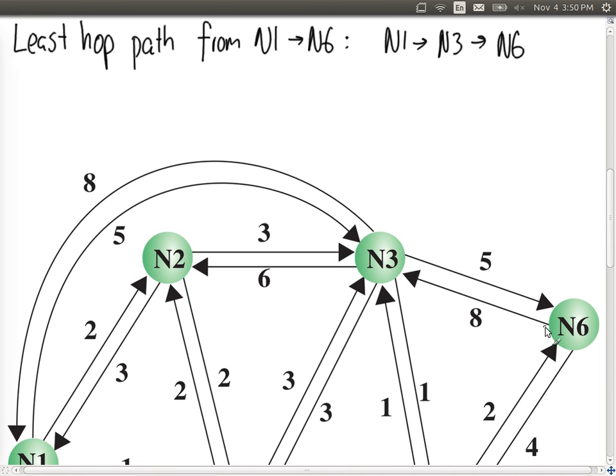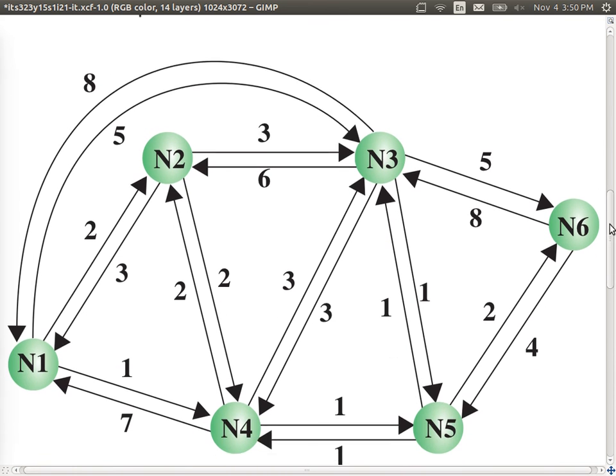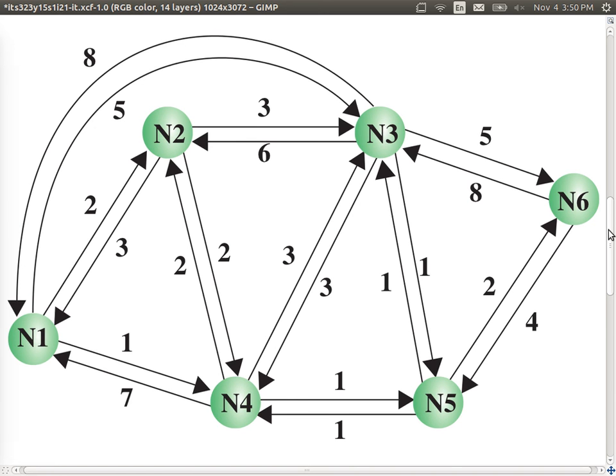Given that we've assigned cost to our network, what's the least cost path from node 1 to node 6? Find the least cost path from node 1 to node 6. The path from 1 to 6 which gives us the smallest cost, where the cost of a path is the sum of the costs of the links on that path. You need to check several, or you may find it.